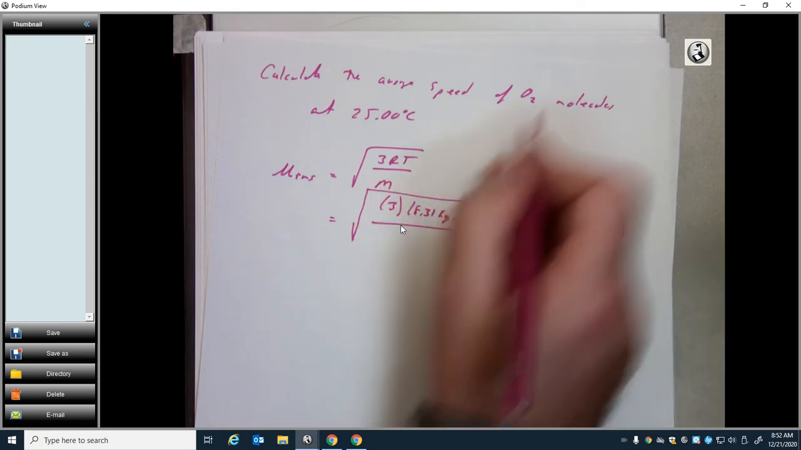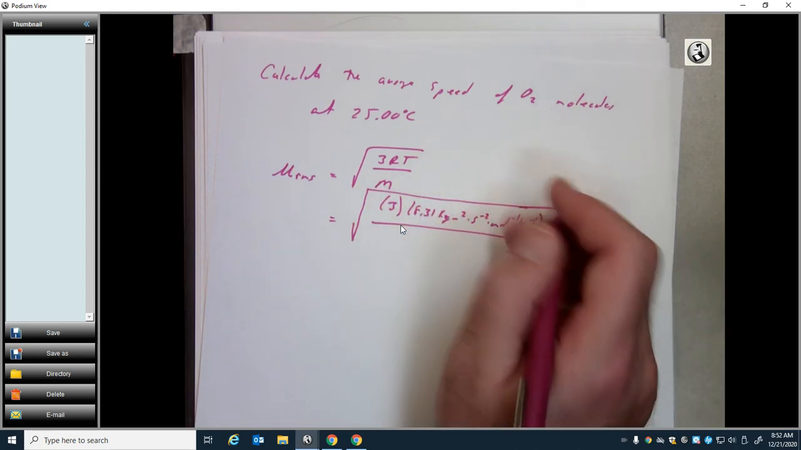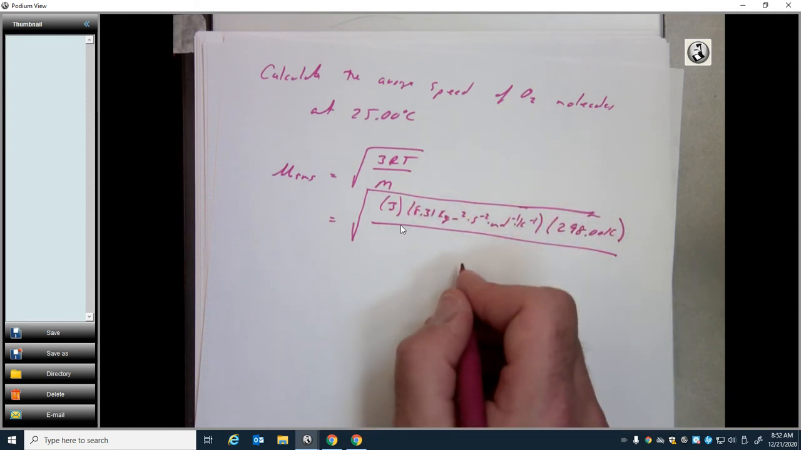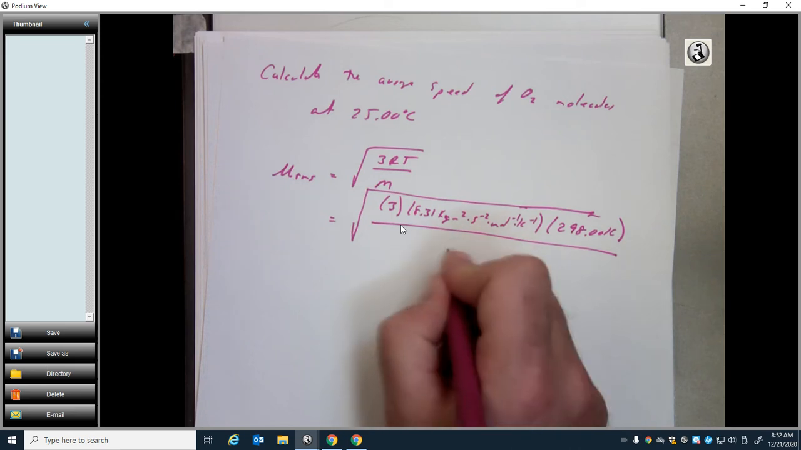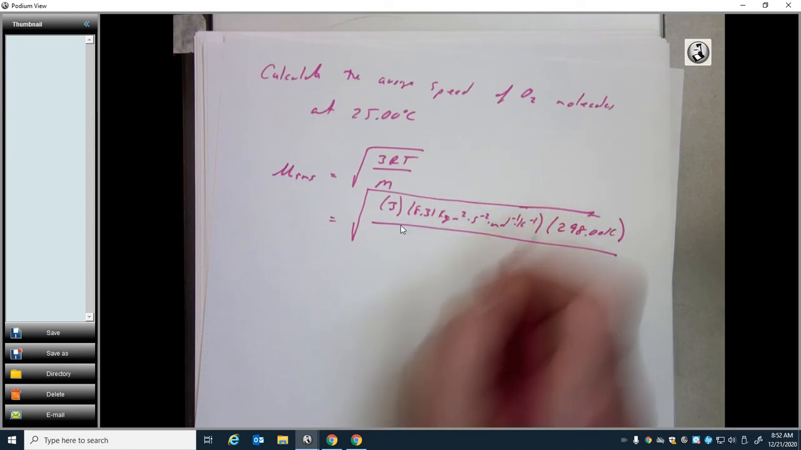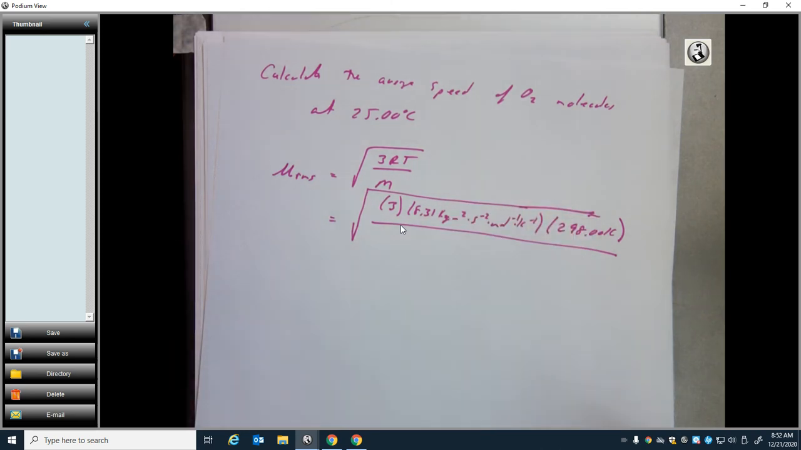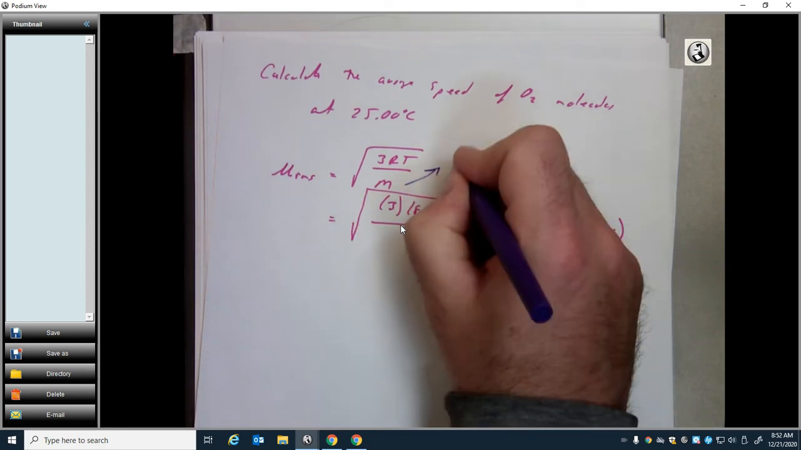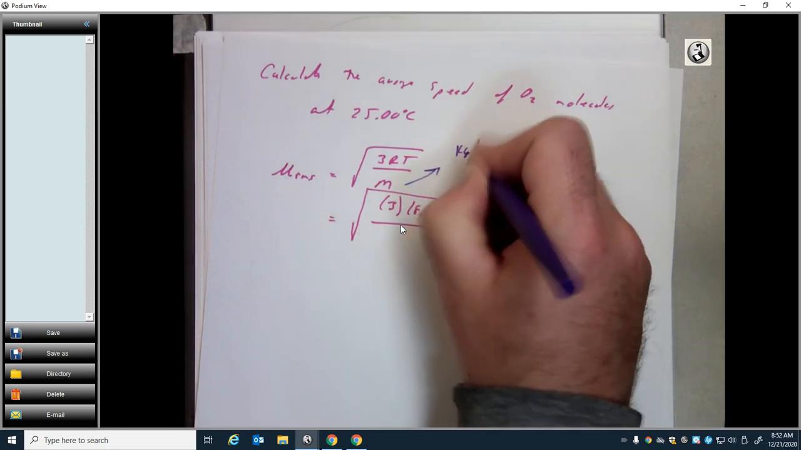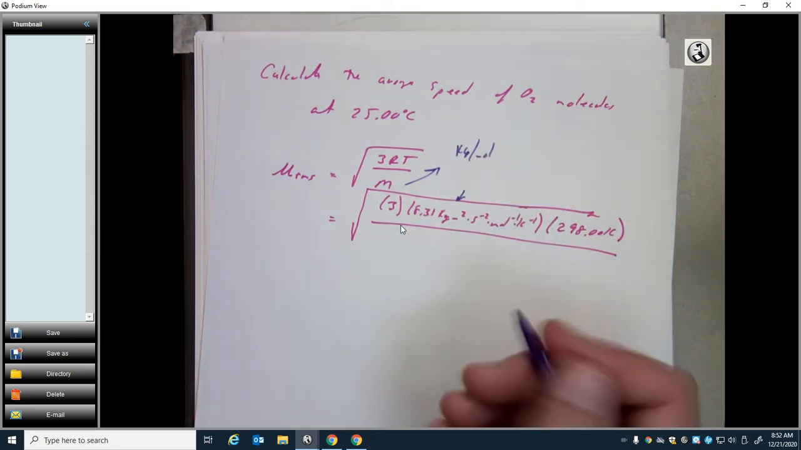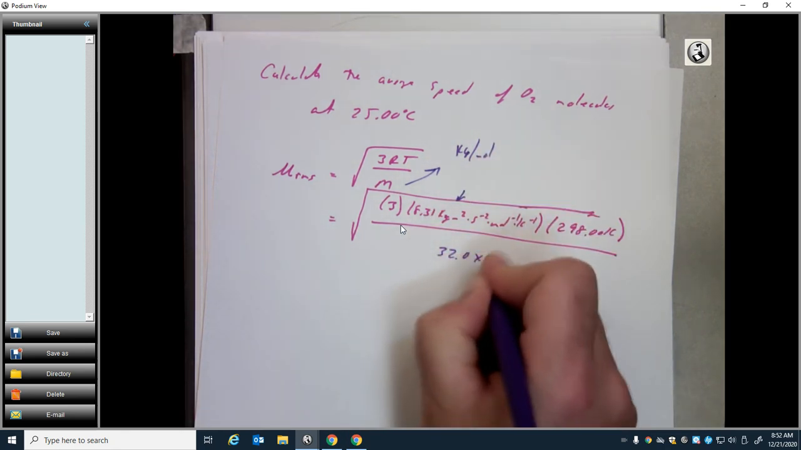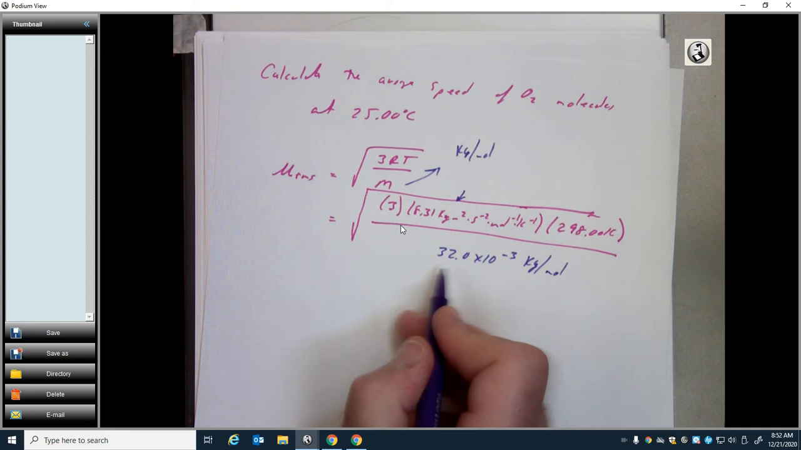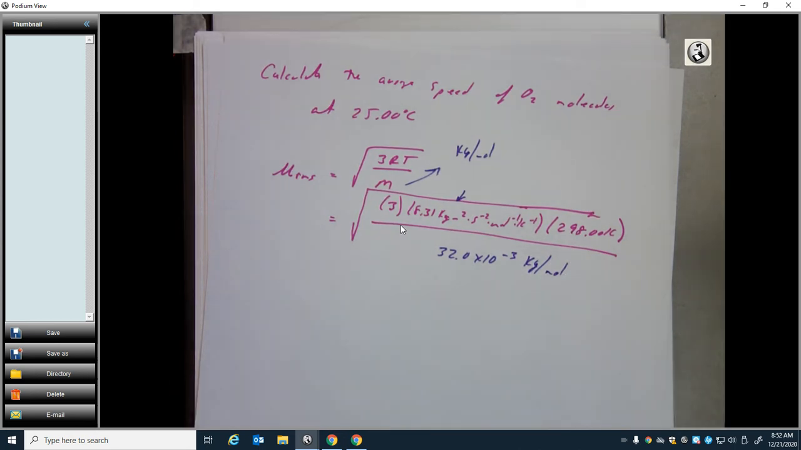all over our molar mass, which needs to be in kilograms per mole. Why does it need to be in kilograms per mole? Because our constant's in kilograms. So instead of grams per mole, this has to be in kilograms per mole, right, which isn't a big deal. It's still just 32.0 times 10 to the minus third kilograms per mole. So you just find the grams per mole and convert it to kilograms per mole.